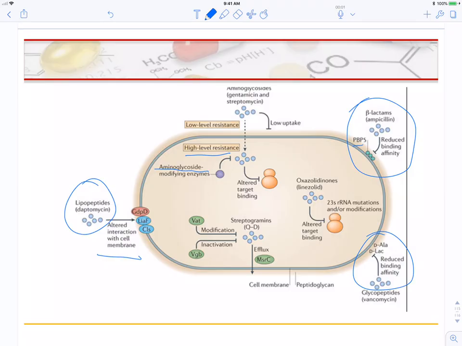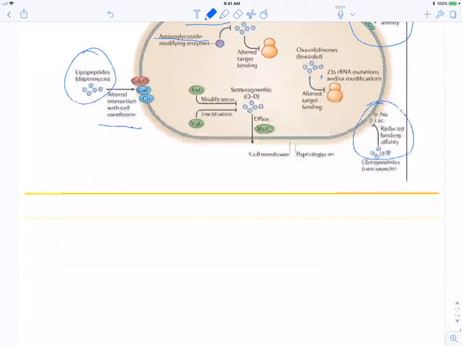We also have some mutations in the small subunit of rRNA or in other modifications, but also those tend to be more rare because the ribosome, of course, is very highly conserved. So with that, we had an overview of bacterial resistance and the mechanisms that give rise to it.